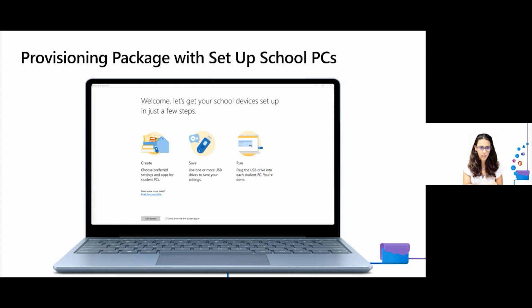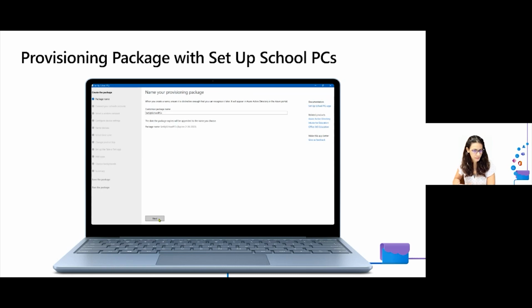In order for you to use Setup School PCs, you need to install the application from the Microsoft Store. And when you start it, you'll see this menu. And you'll see that you have the possibility to configure this with 3 different steps. The first step is to create this provisioning package. Choose the settings, choose the applications for the student PC. Then at the end of this wizard, you'll have the possibility to save this provisioning package to 1 or more USB drives that can be used later. Then you just have to plug in the USB drives to the devices when they are in the out-of-box experience.